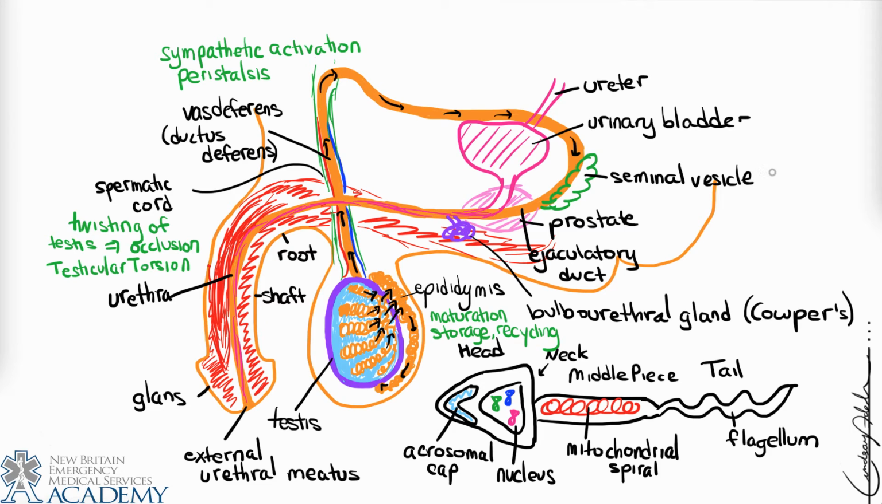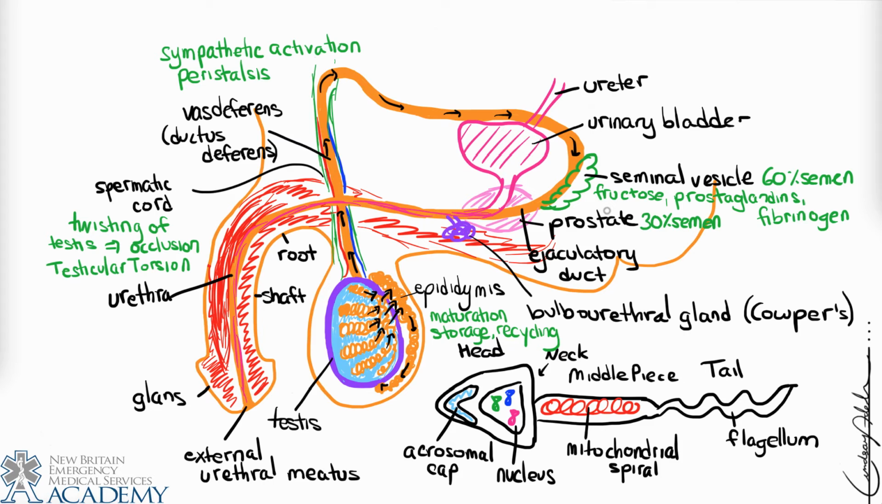So let's talk a little bit about what happens in terms of adding stuff to the sperm cells to make semen. The seminal vesicles contribute about 60% of the semen, and they release fructose, which provides the energy that the cells need. They release prostaglandins, which help with smooth muscle contractions, and then fibrinogen, so that the sperm cells and the semen can form a clot inside of the vagina initially upon arrival.